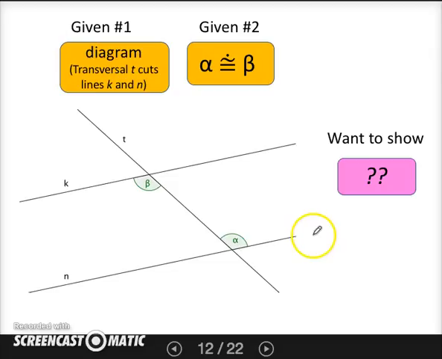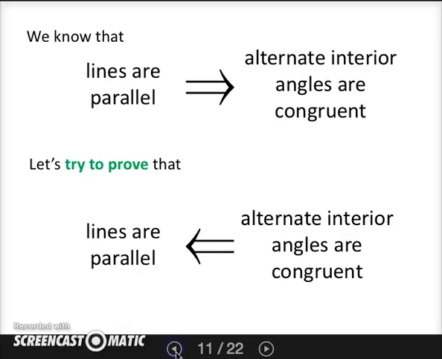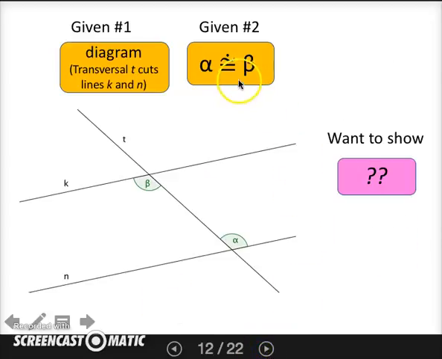I have another given in this case, and it comes from my if statement. We're trying to show that if alternate interior angles are congruent, then the lines are parallel. So this given comes from my if statement. If alpha is congruent to beta. In other words, if two alternate interior angles are congruent, can we prove something about these two lines?